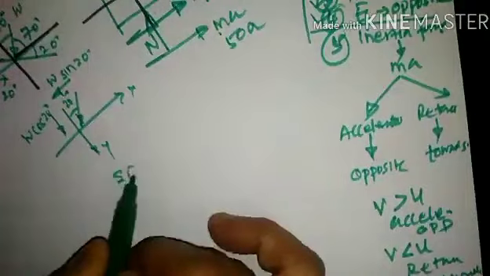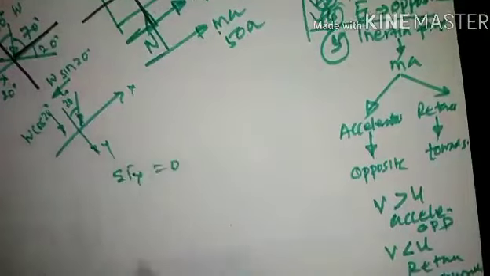So these are the force components parallel to the x direction and parallel to the y direction. Now to start with the solution, summation Fy is equal to 0. That is, we are going to add up forces parallel to the y direction.